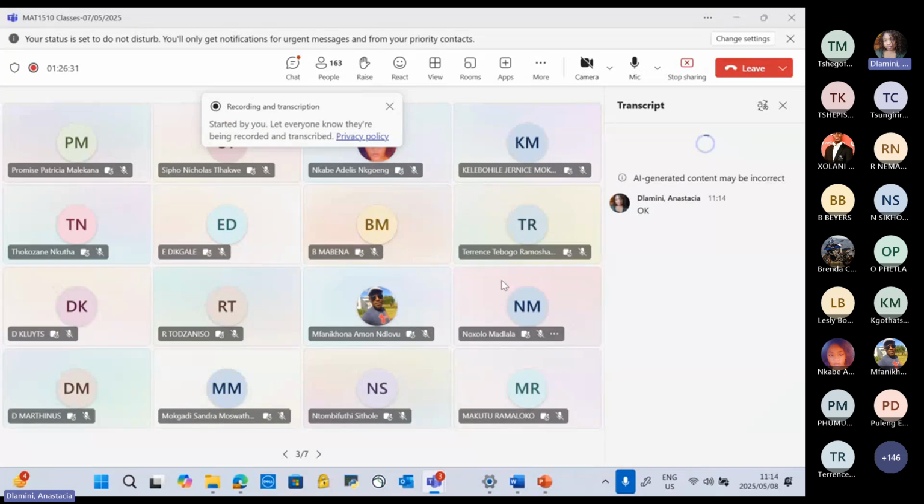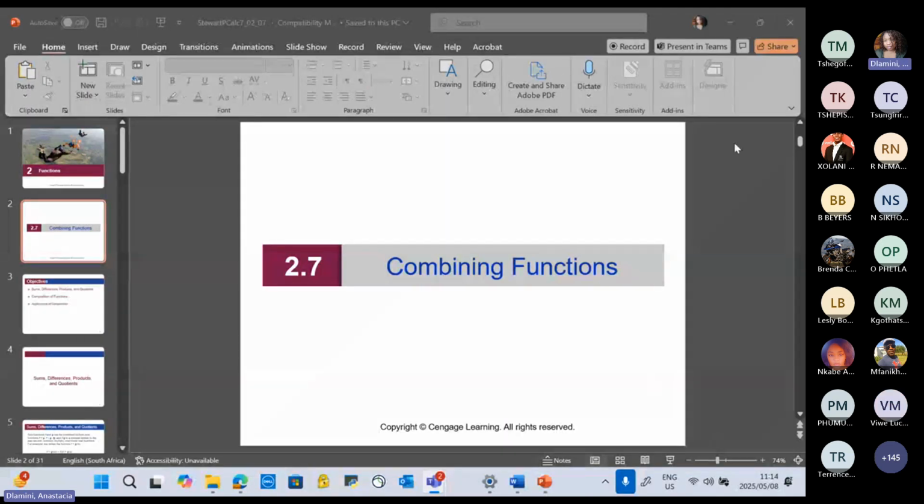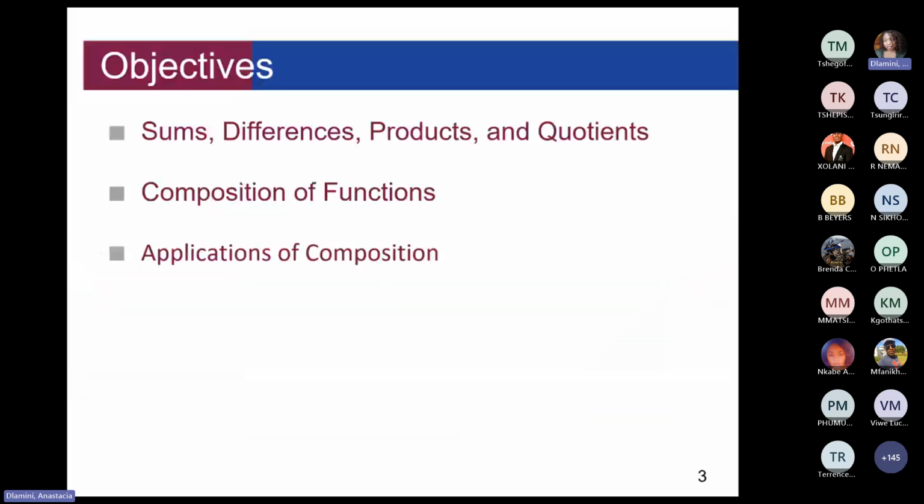Yes, it started recording. So in today's session, we'll be looking at combination of functions. The objectives of this module are sums, differences, products, and quotients. We know what a sum is, right? We know what sums are.